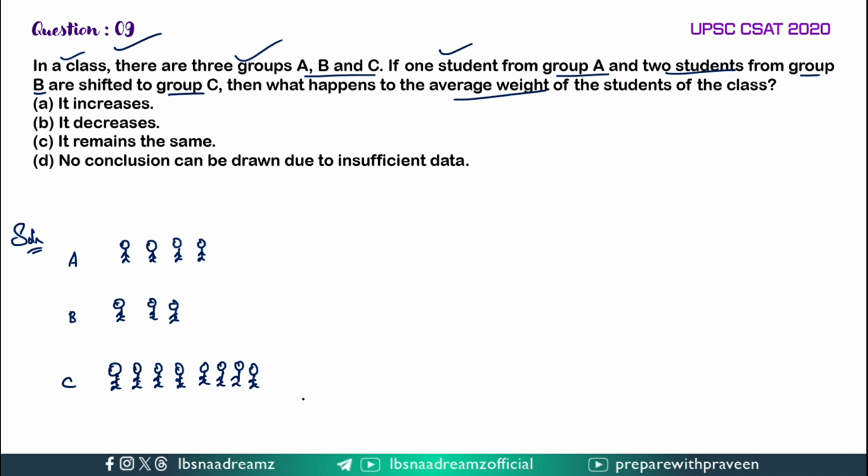What will happen to the average weight of the students of the class? It just remains the same. Why? We are just moving the students inside the class to the various groups, right? We are not moving them out of the class. If we move them out of the class, then the average weight of the class will be disturbed. Now we are just shifting them inside the class. So option C, it remains the same, is the right answer. Let us check it. Yes, option C is the right answer. Using just the basic concept of average, we can answer this question. See, this question was asked in 2020.